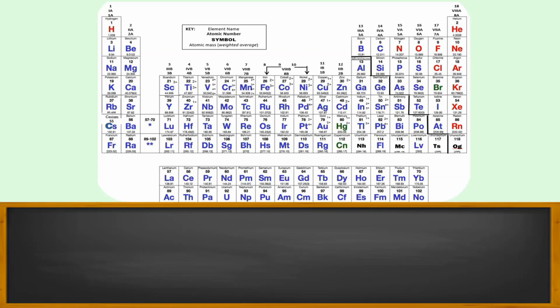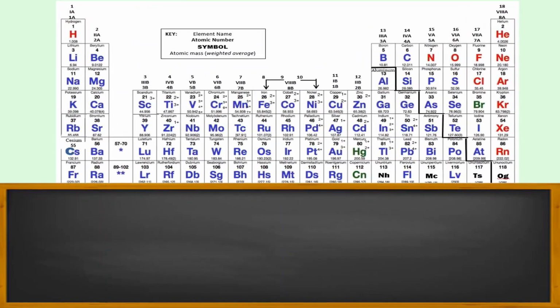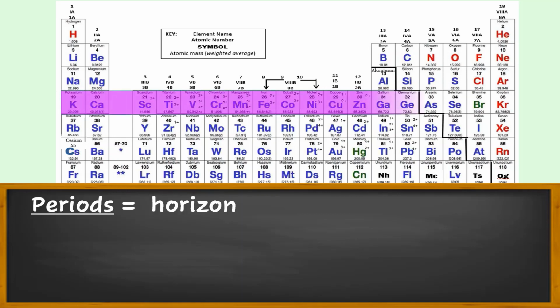This lesson will discuss valence electrons and their pattern within the periodic table. Let's begin with some basics. The horizontal rows of the periodic table are called periods. This is because properties of the elements periodically reoccur or repeat in predictable patterns.